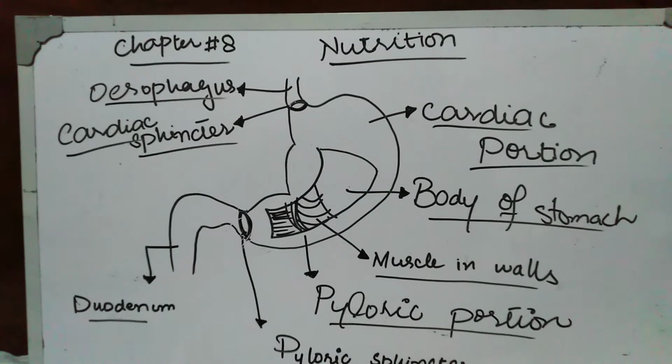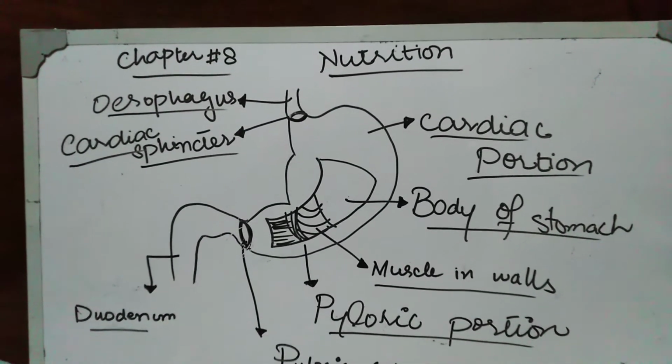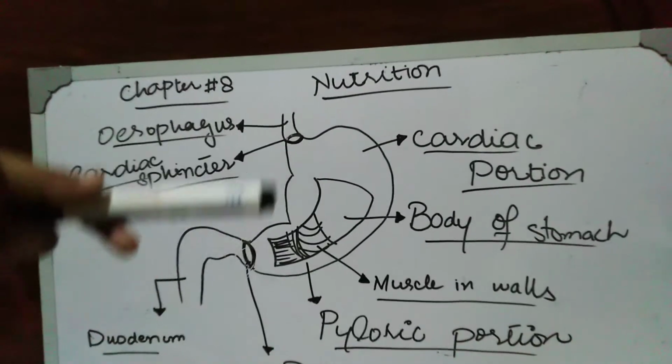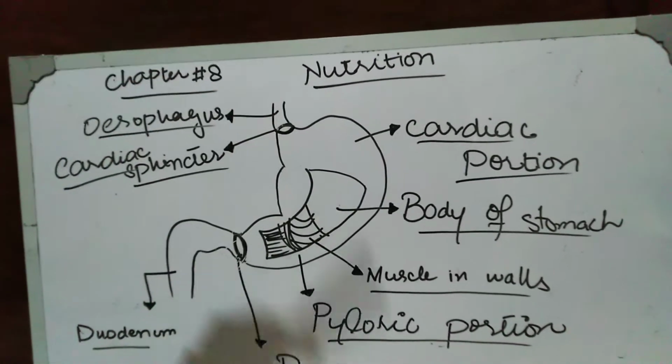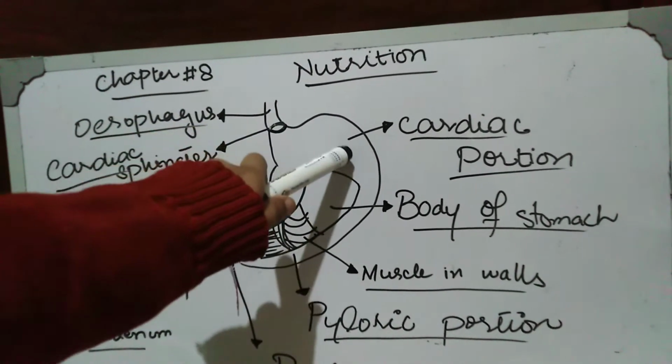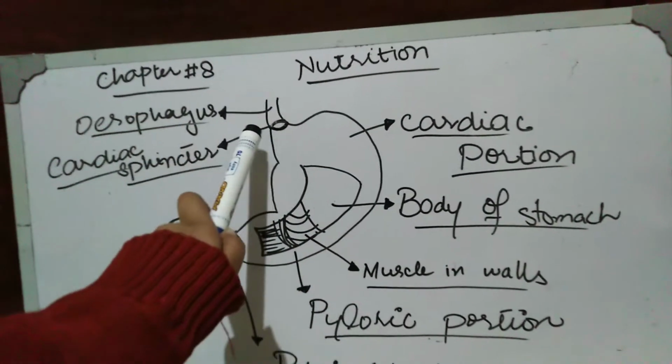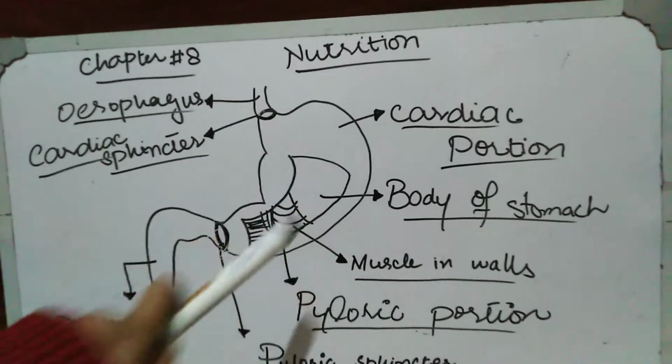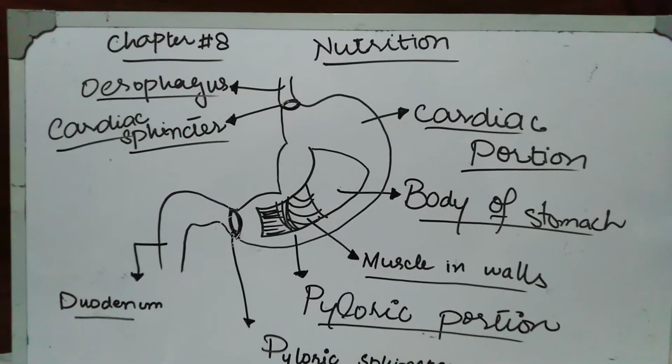Bolus enters the stomach from the esophagus through the cardiac sphincter. When we chew food, it comes from our mouth, enters the esophagus, and then moves to the cardiac portion. From the esophagus, through the cardiac sphincter, it moves into the cardiac portion.